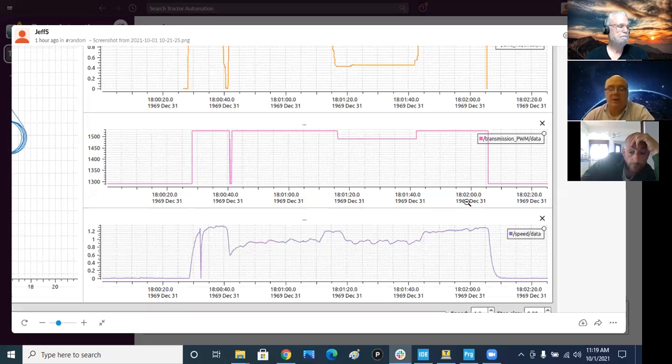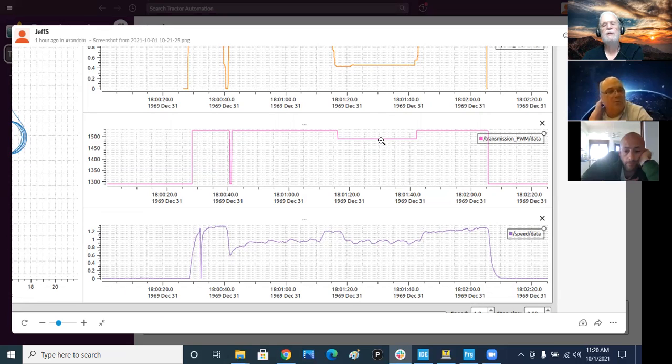Yeah, I mean, the tractor will definitely run faster than what I'm running it. I have just chosen to keep it going slow. I mean, the darn thing will probably run 2 meters a second. I just didn't want to run it that fast.